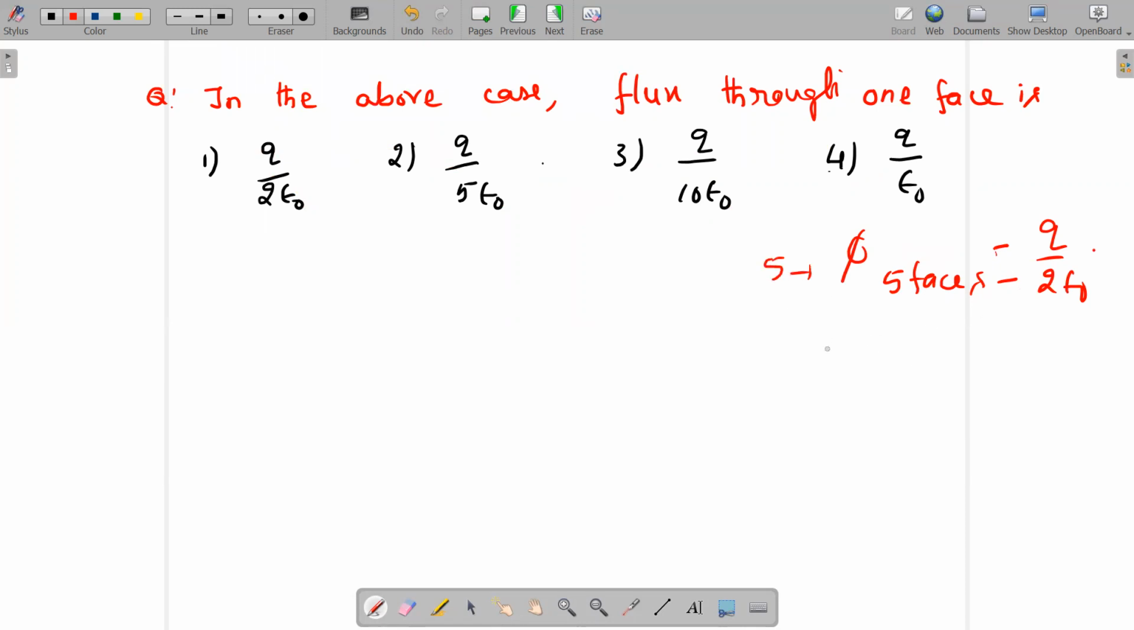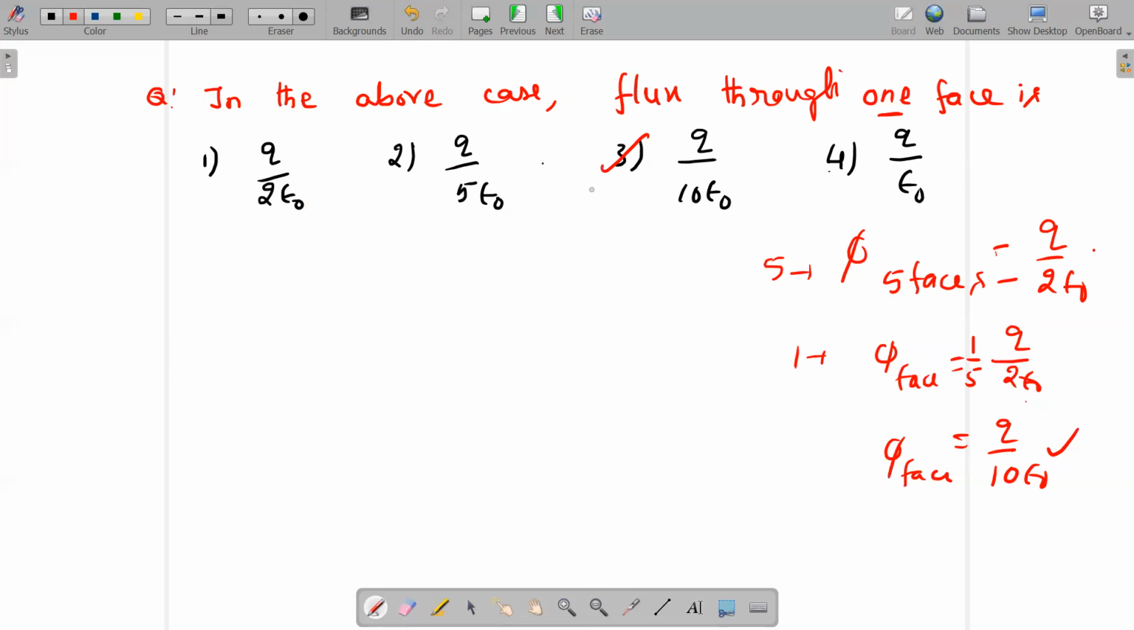Through 5 faces. If you want the flux through one face, then you have to divide this by 5. That means 1 by 5 into q by 2 epsilon naught. This becomes q by 10 epsilon naught. This is the flux through one face or a single face. The flux through one face is q by 10 epsilon naught. That means option 3 is correct.